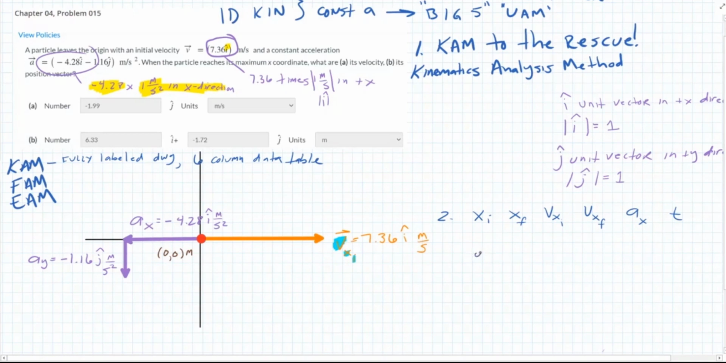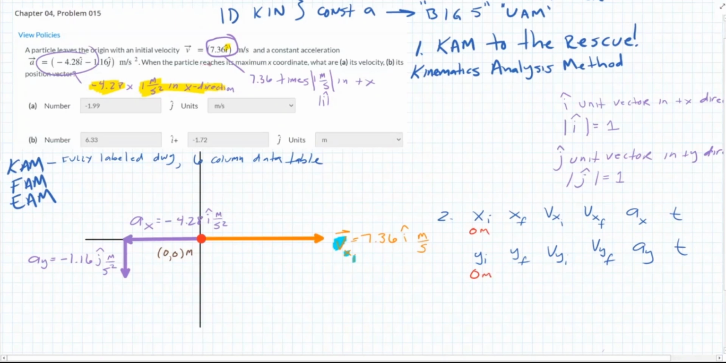Now I have to do the same thing for y because I have 2-dimensional motion: y initial, y final, vy initial, vy final, a sub y, and t. And now what do I know? This is where you just sort of fill in the blanks. I know it's leaving the origin, so this would be 0 meters. This would be 0 meters.